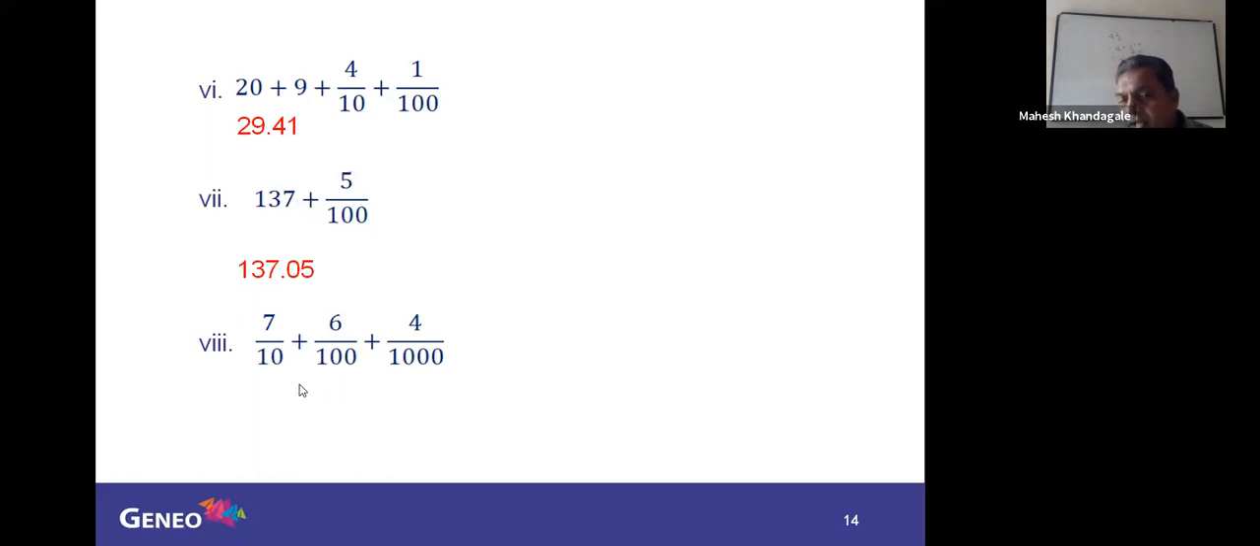Okay. In the next question, you will see that whole part ही नहीं है. So there is no whole part. So no problem. We will first put 0 point and then tens digit, hundreds digit, thousands digit. Got it? Understood?